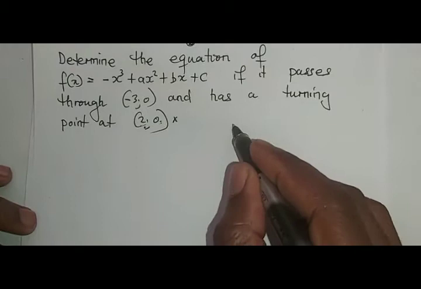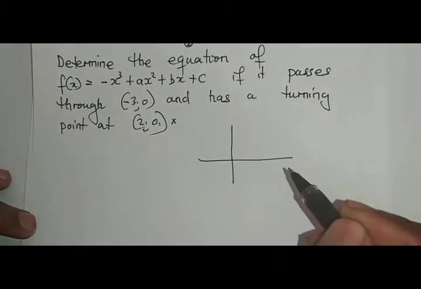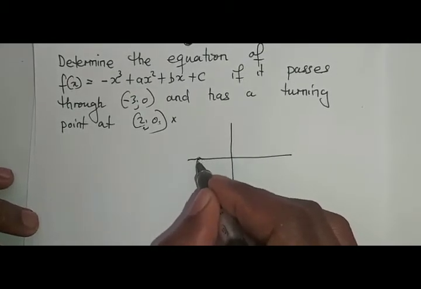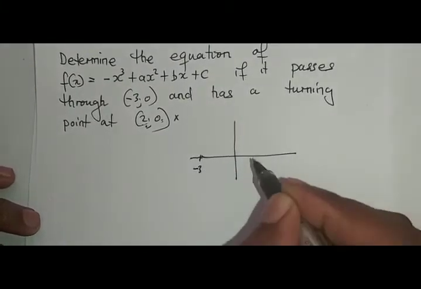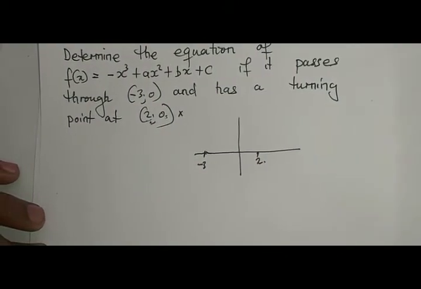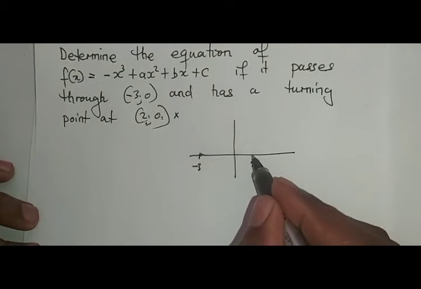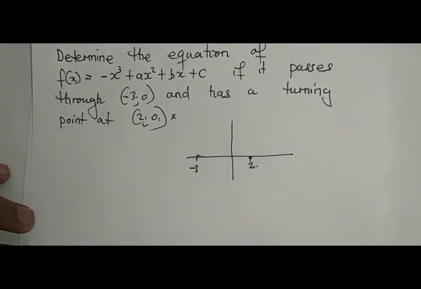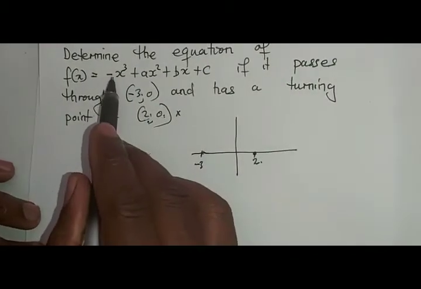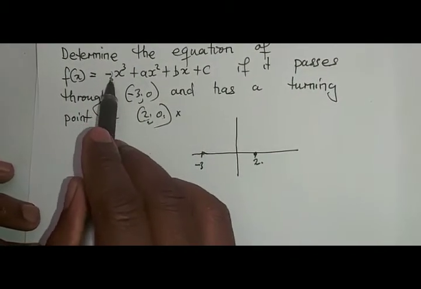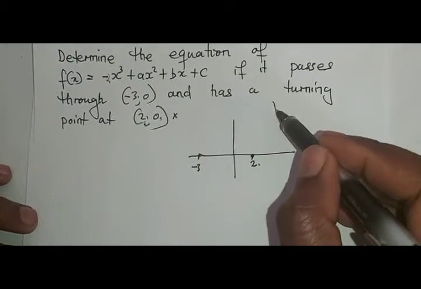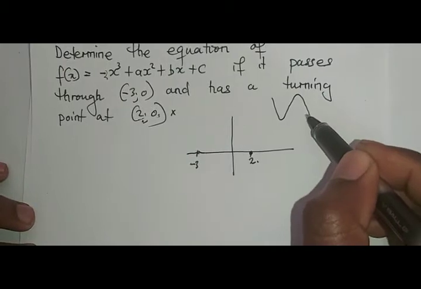So which means if it's a turning point, like in this case, the graph, we are told that it's passing through minus 3 and also 2, and it's also a turning point. So can you see that this is an x-intercept and is also a turning point? If you look at this, can you see here our a value here is negative, which means in this case the graph will be like this.